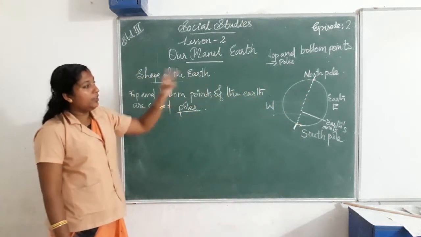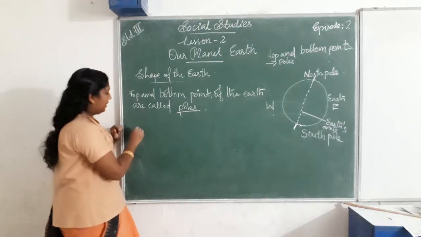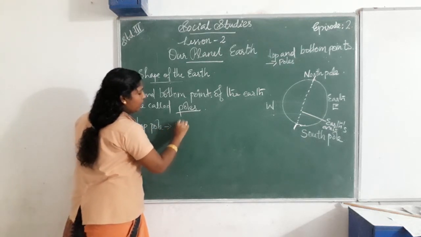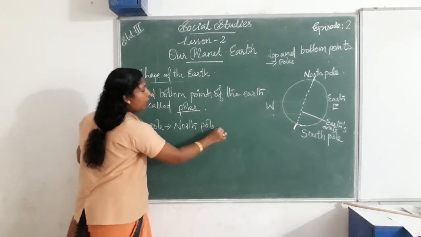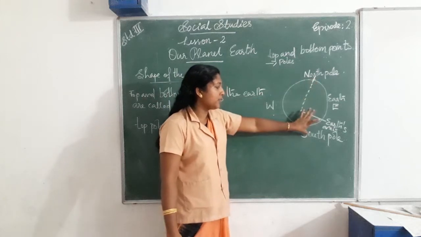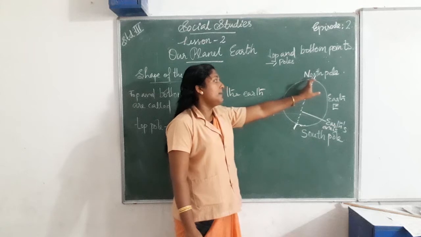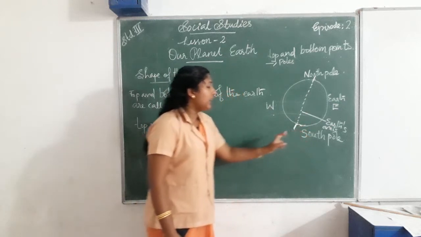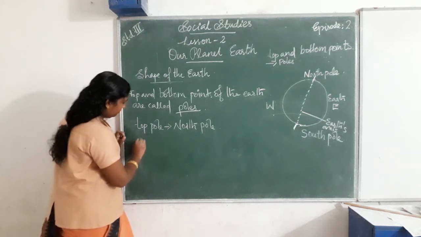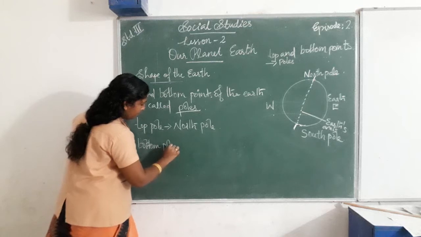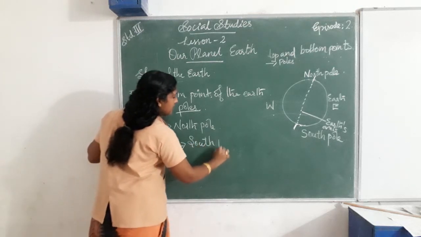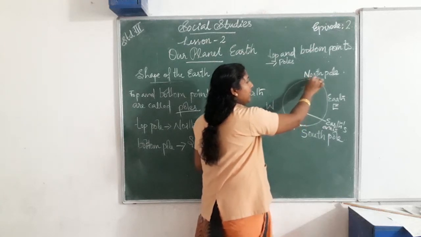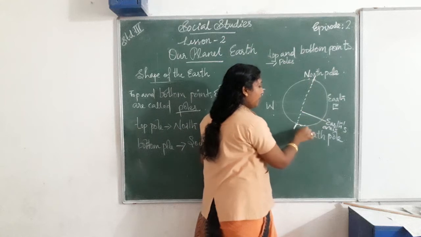The top pole is called the North Pole. The bottom pole is the South Pole. So on the top it is the North Pole, on the bottom it is the South Pole.